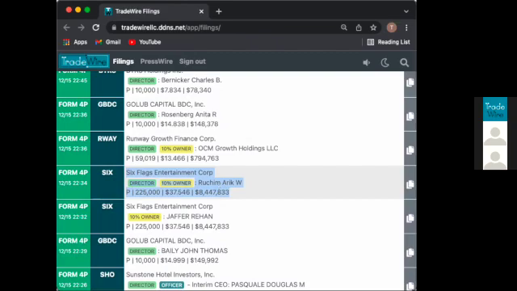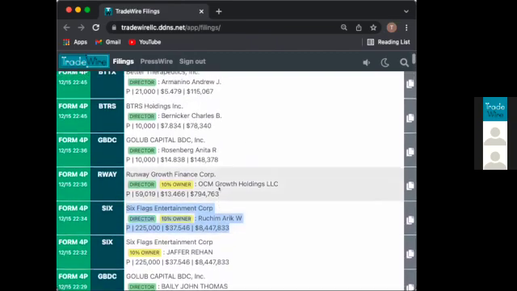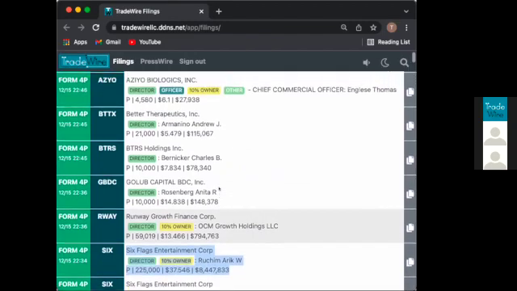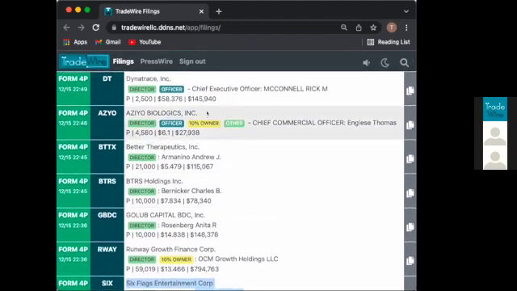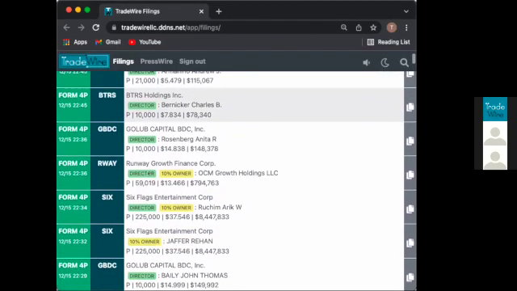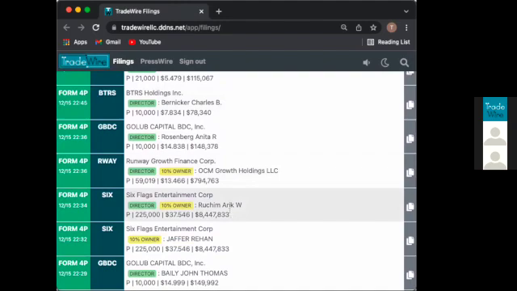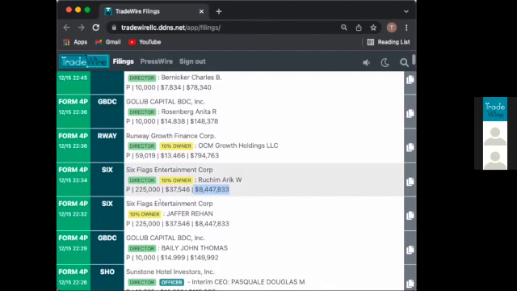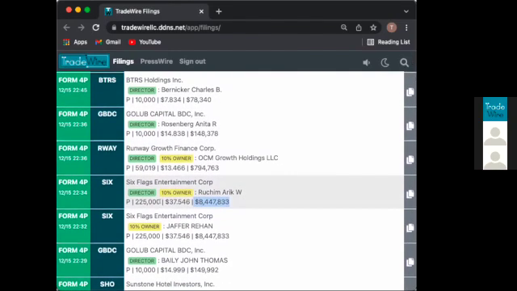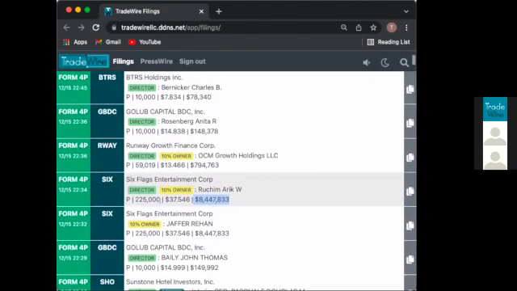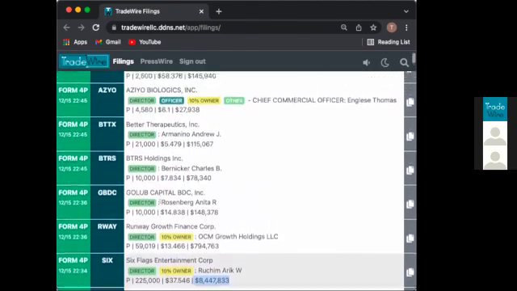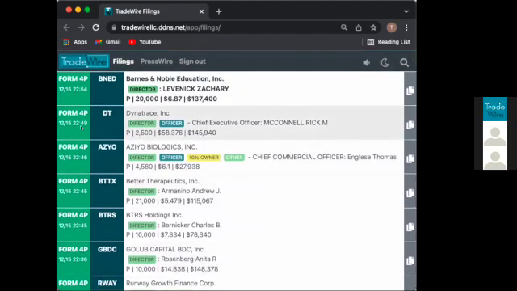Now, what do we look for? We typically look for purchases where the total amount is more than 100,000. If they're more than 1 million, even better. So obviously the Six Flags one being over 8 million, that's definitely one that would pique our interest and that we would look at. But again, anything over 100,000 we pay attention to. The higher the number, obviously, the more we're going to pay attention to that.